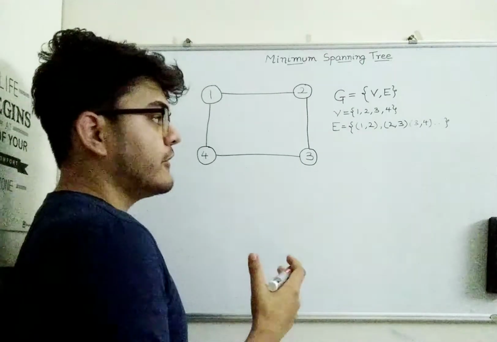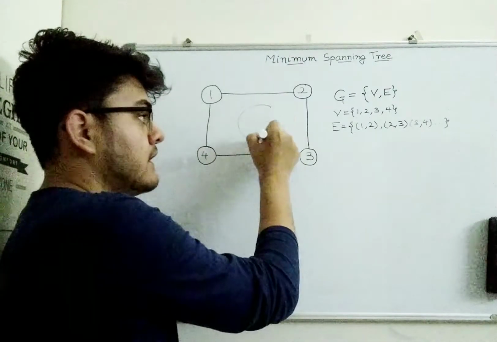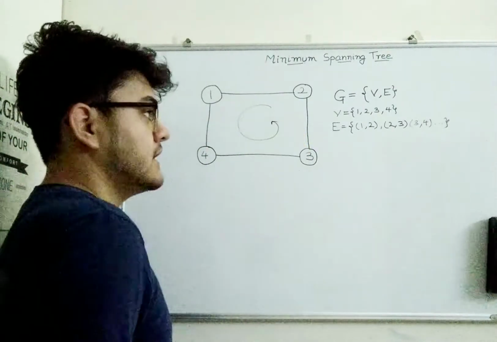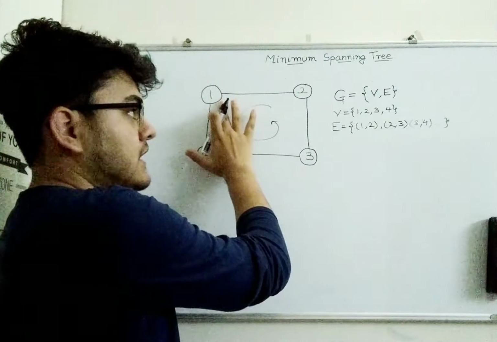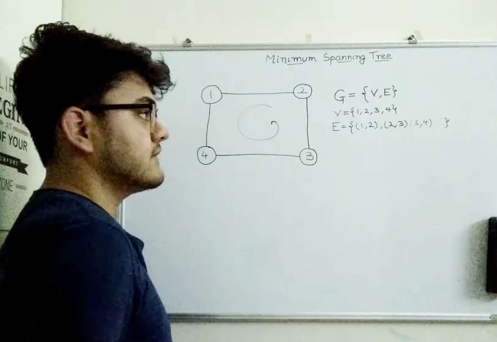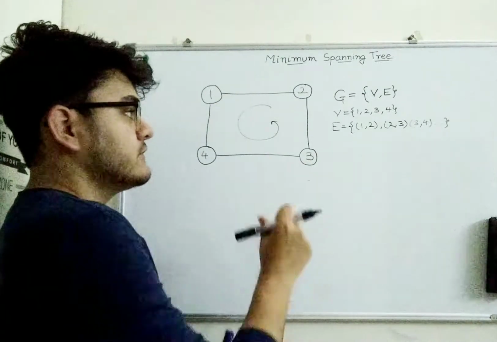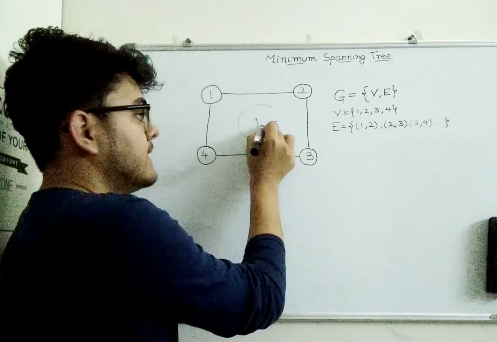One more important point to note here is that this graph has a cycle. A cycle means that if you start from any vertex and travel through the edges, you will be able to reach that vertex again. So we also observed that there is 1 cycle. So I'm going to write here 1.